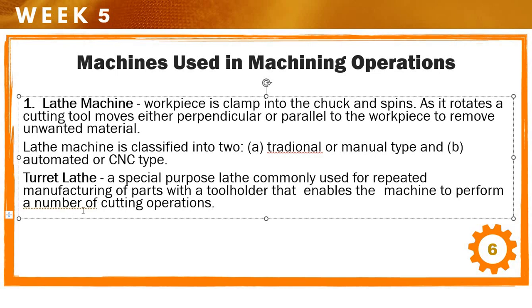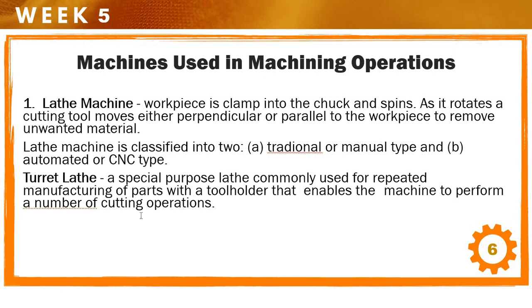The next is the turret lathe machine. It is a special purpose lathe commonly used for repeated manufacturing of parts, with a tool holder that enables the machine to perform a number of cutting operations. That is why it is called a turret. It involves repetitive movement, for it to process many workpieces at a time. Okay, so you will be seeing it in the next slide. The lathe machine.